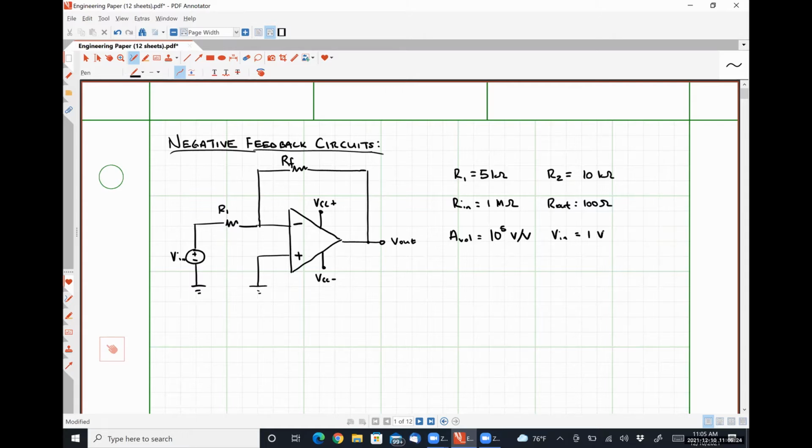We're going to start with determining our output voltage, V out. Then I want to know what our closed loop gain is. So this closed loop gain is simply V out divided by Vn.